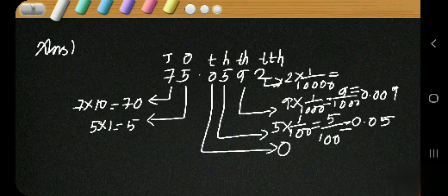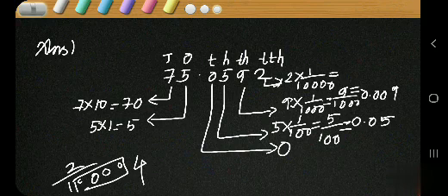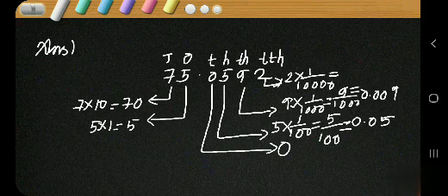So, how many decimal places would be there in the answer in 2 by 10,000? In 10,000, there are how many zeros? 4 zeros. So, in the answer, there should be 4 decimal places. But here we have been given only one digit 2, isn't it? So for the rest of the 3 places, we have to put zeros. 1, 2, 3. So this is the required answer. This is the place value of 2.